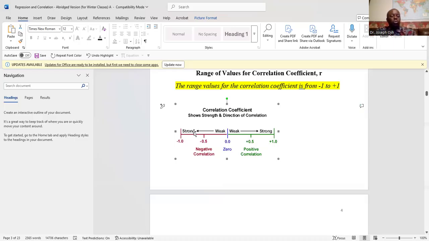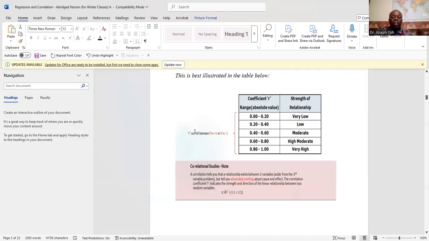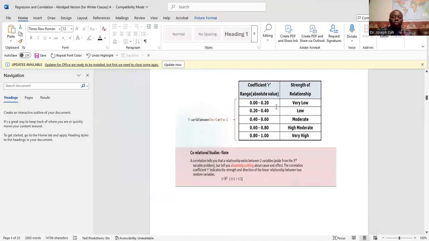Let me show you more examples here. Look at this chart. 0 to 0.2, we say that the strength of the relationship between the variables is very low. 0.2 to 0.4, we say that it's low. 0.4 to 0.6, there's a moderate relationship. 0.6 to 0.8 is high moderate, and very high means 0.8 to 1.0.